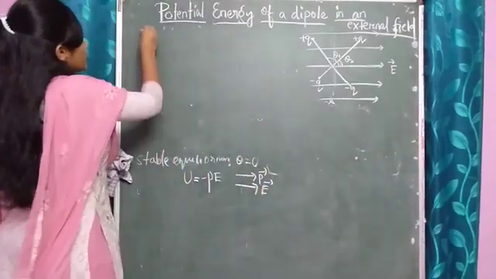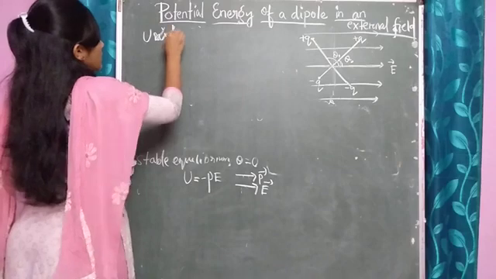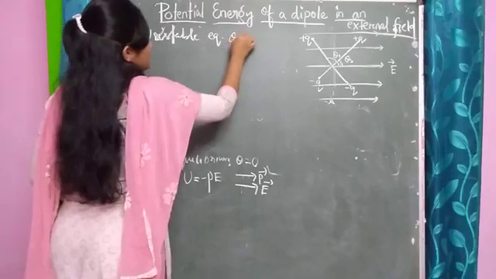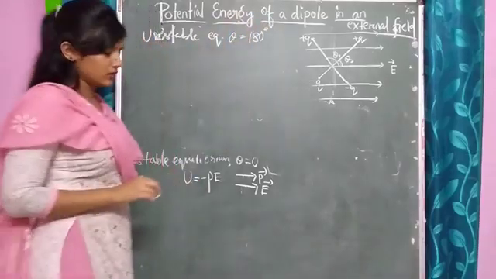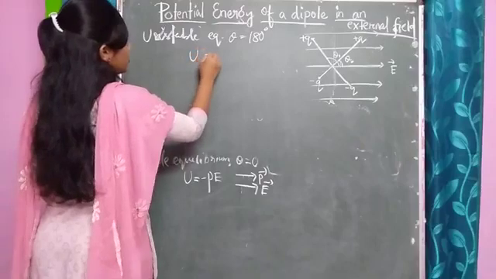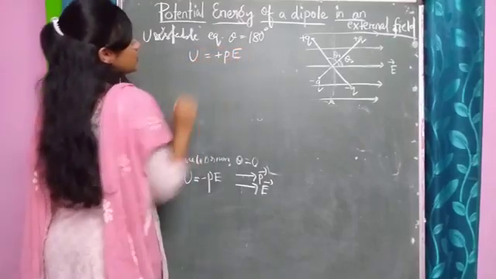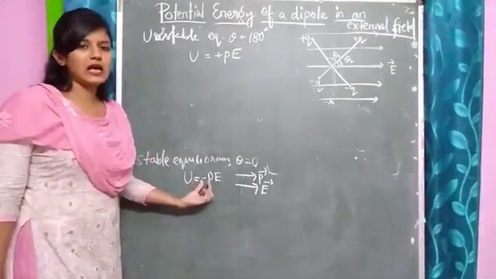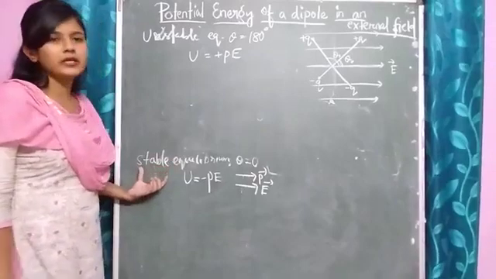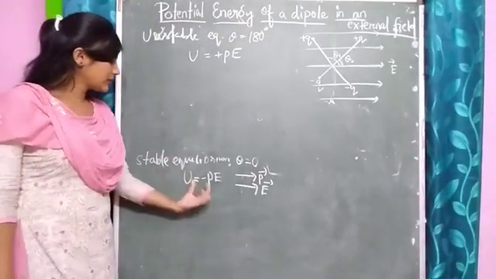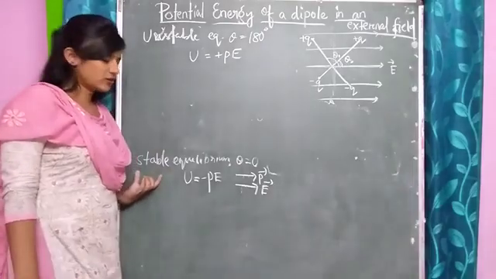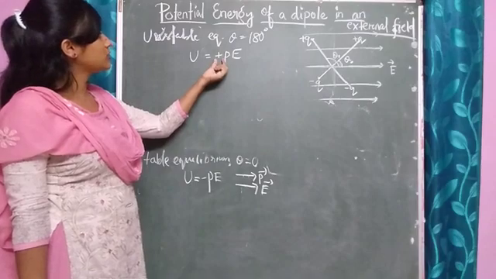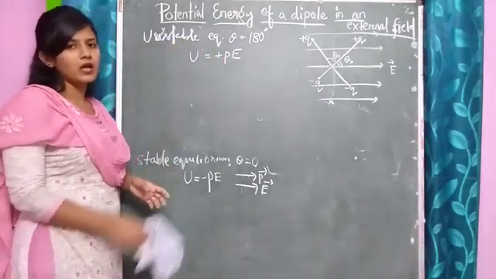So unstable equilibrium is when theta is equal to 180 degrees, and U will be at that time plus PE. Because we know that if a body is having minimum energy, it will be in a stable state. So we are saying that it is in a stable state since we are having a negative sign. Here we are having maximum energy, so it is a case of unstable equilibrium.